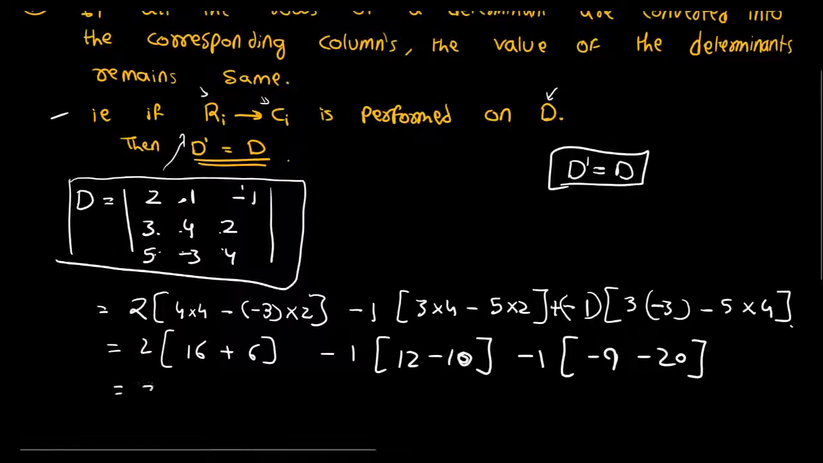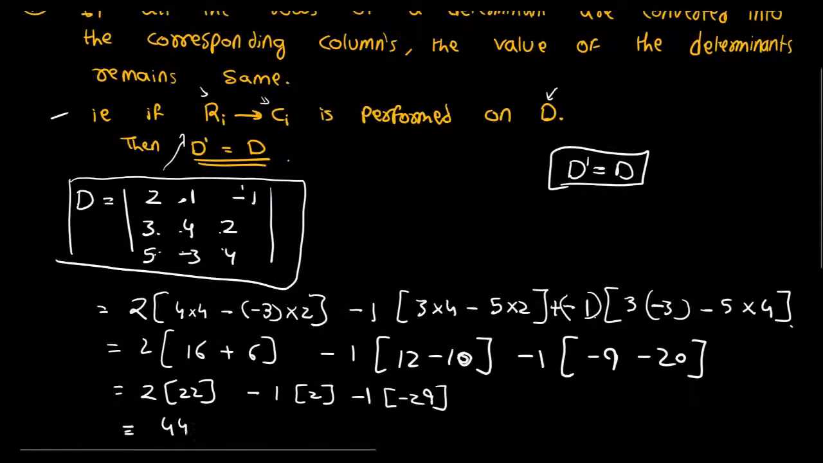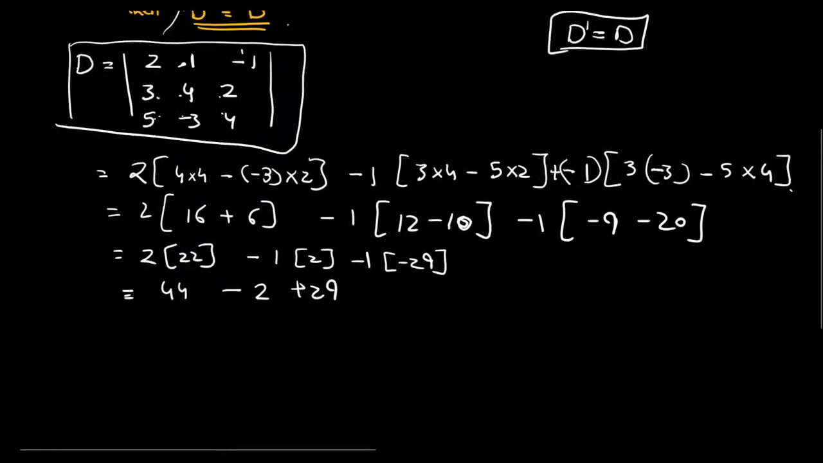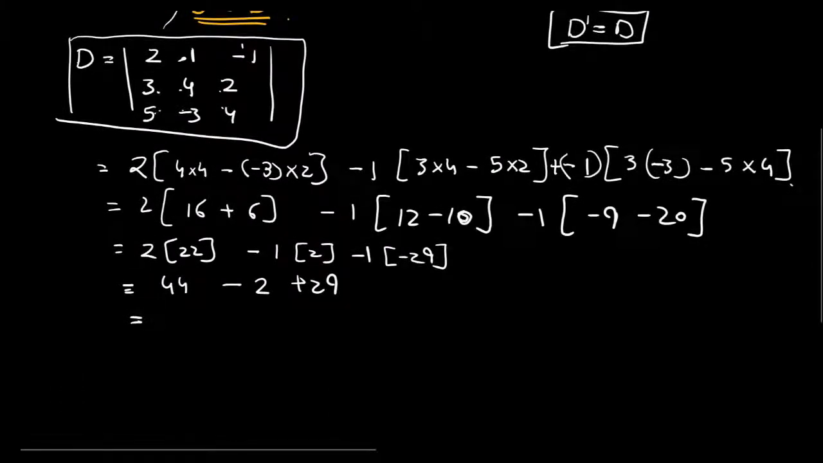What we get over here is 2 times 22 minus 1 times 2 minus 1 times minus 29. So at the end when you calculate this value, we get 44 minus 2 plus 29, which is equal to 71. Right, so our original determinant has a value of 71.